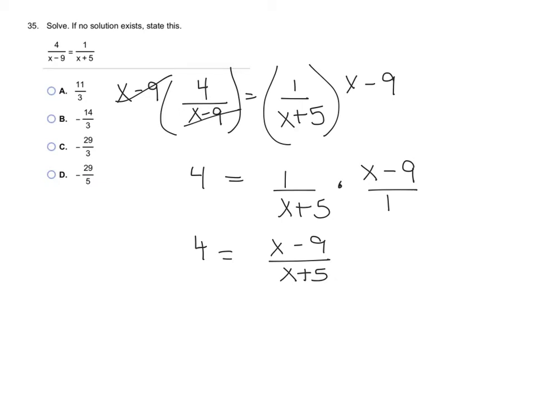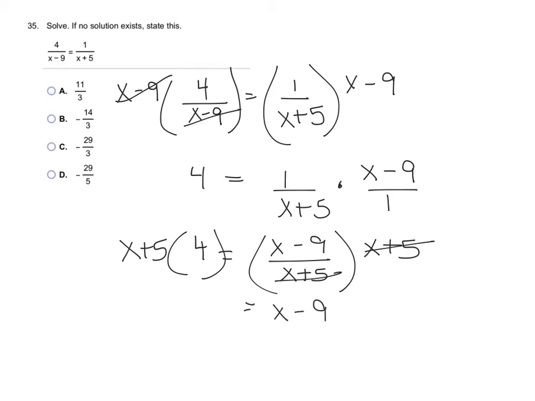Now I need to get rid of the x plus 5 term, or factor. So I'm going to multiply both sides by the x plus 5, and that will cancel on the right side, and it will leave me with just an x minus 9. And then on the left side, I have x plus 5 times 4. So I'm going to distribute the 4 to each term in parentheses. This leaves me with a 4x plus 20.